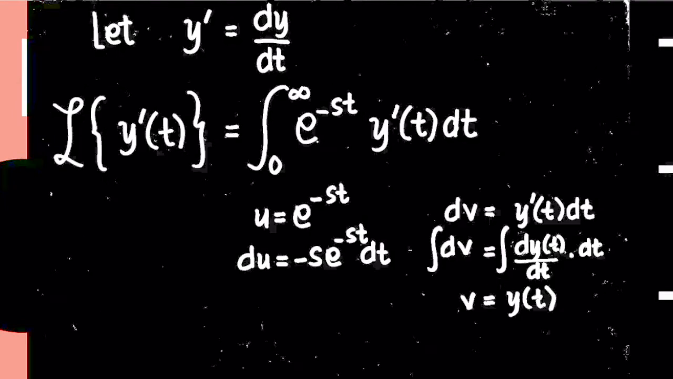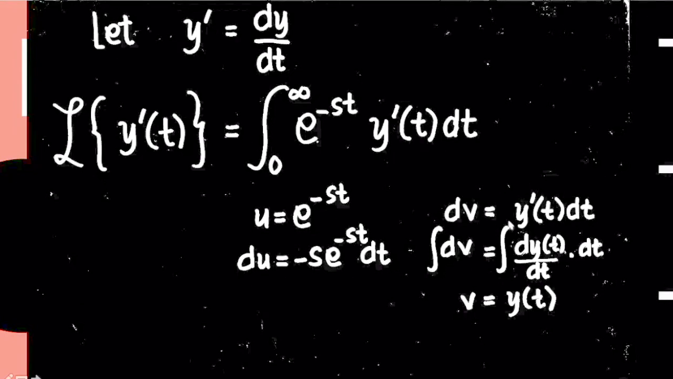So we will let u equal to e raised to negative st, the kernel. We need to differentiate so we can have the value of du. This will be negative s e raised to negative st dt. Also, we need to know the value of v. We use this part right here as our dv equal to y prime as a function of t dt. So we integrate both sides for us to be able to determine v.